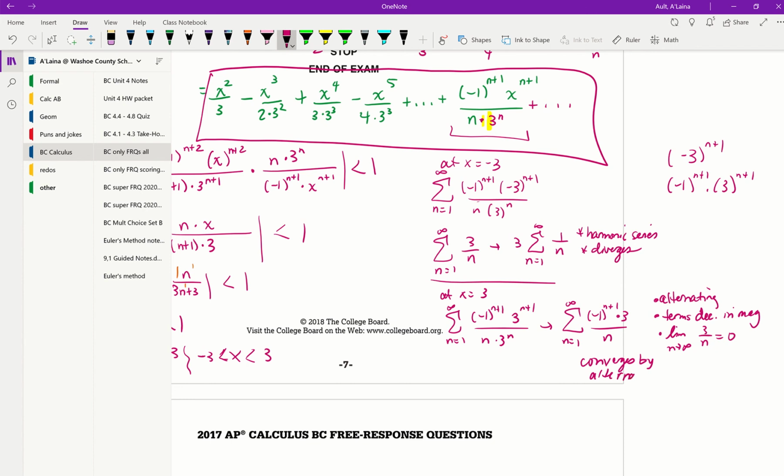Yes, you need to say the name of the test. Yes, you need to list the conditions. Do not just say converges. You need to list the conditions. That's why I listed harmonic series.